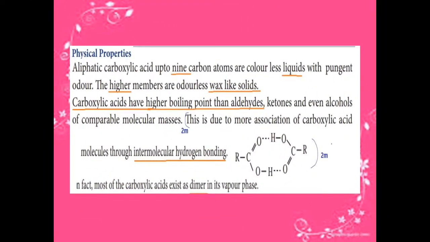Now, physical properties. The aliphatic carboxylic acids up to 9 carbon atoms are liquid, and they also have a pungent odor. The higher members, above 9 carbon atoms, are odorless wax-like solids. Now, carboxylic acids have a higher boiling point than aldehyde, ketone and alcohol also, because of the association of intermolecular hydrogen bonding. It is indicated in the structure. It is one of the 2 mark questions, and also carboxylic acid always exists as a dimer because of this intermolecular hydrogen bonding.